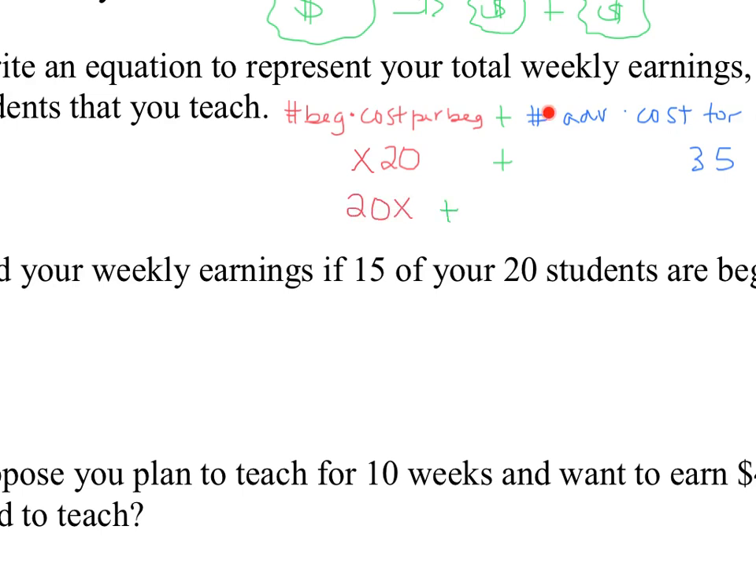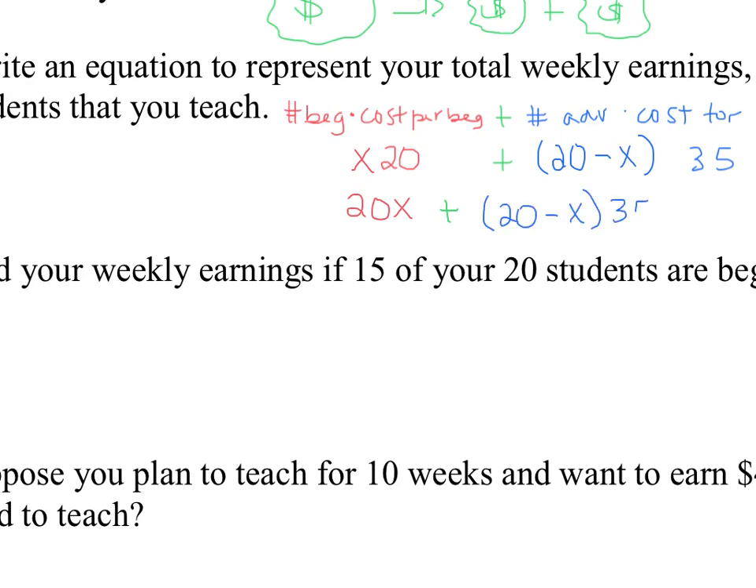So now the really hard part is that I don't know the number of advanced, and I'm only allowed to use the variable x to try to get there. So x of the students are beginners, and I'm teaching 20 students total, so that would mean my number of advanced is the total number of students, which is 20, minus the beginners, which is x. That would be my number of advanced students.